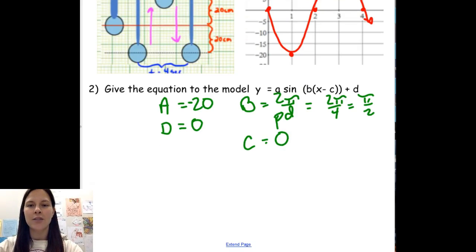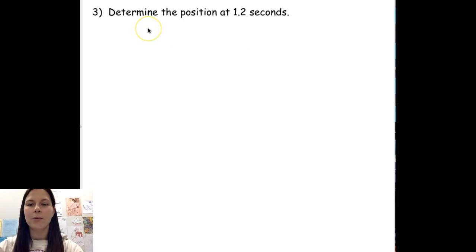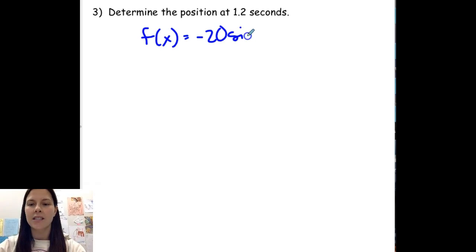Putting that all together into our function, we get negative 20 times the sine of B, pi over 2. Because C is 0, we just get to do B times x, and our D is 0, so we don't have anything to add or subtract either. And now we will use that function that we just wrote to answer our question. As a reminder, it was negative 20 times the sine of pi over 2x. Time is the input, so we're going to substitute that 1.2 in for x and solve for the height of the function.